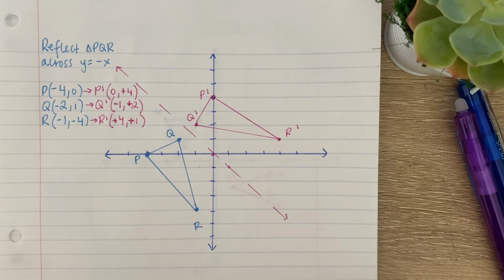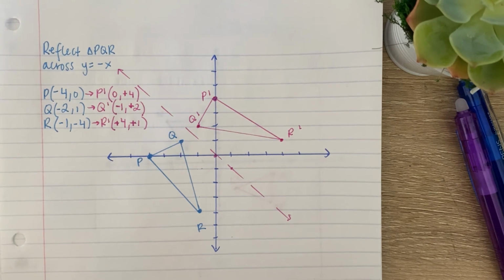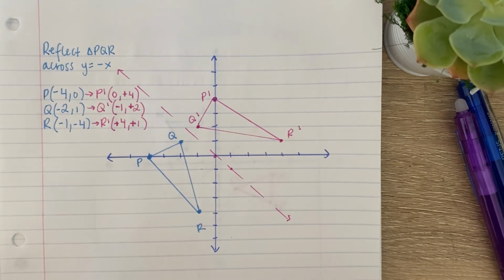All right, and also notice, you can't just count the units from the line of reflection. That only works for when you're reflecting across the x-axis and the y-axis. Please use the rule when you're reflecting across y equals x and y equals -x.